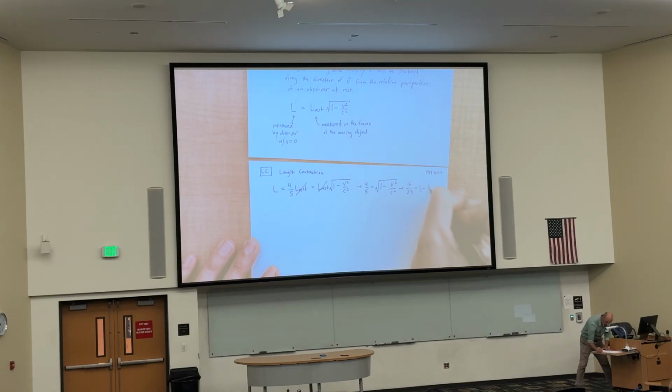16/25 is equal to 1 minus v squared over c squared. I'm going to add v squared over c squared to both sides, subtract 16/25 from 1, which is going to give me v squared over c squared is equal to 9/25, and then take the square root of both sides to give me v over c is 3/5, or v is equal to 3/5 c, which is equal to 0.6 times the speed of light. So if you travel at 60% of the speed of light, your length will be shortened by 20%.